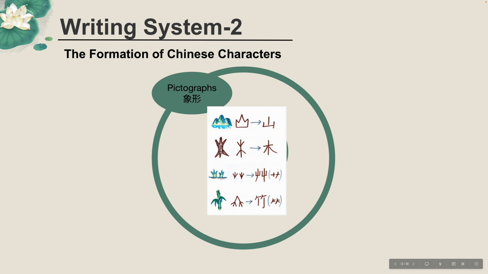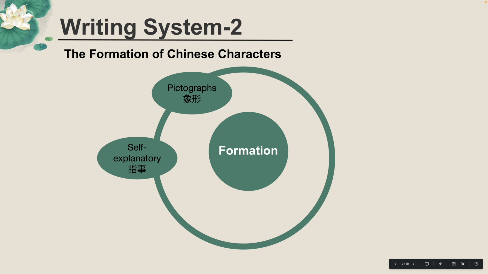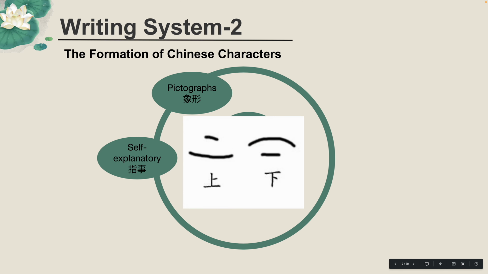For example, number 1 is 山. I think you can tell easily that means mountain. Second one is 木, which means wood. The third one is 草字头. It's a radical, but it means the grass. The last one is 竹. 竹 is bamboo, and I think you can tell that from the picture as well. The second one is self-explanatory. 指示字. 指示字 are the characters that are indicating an idea, such as up and down, 上, 下.